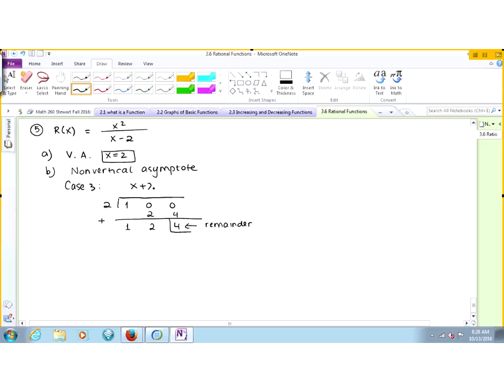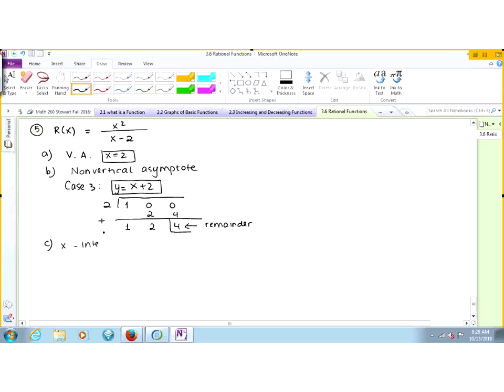So what is the equation of my non-vertical asymptote? It's a line. Can I write this? Is this an equation of a line? No. y equals x plus 2. So everything needs to be written in its proper form. Not that I'm picky, but that's how it is, because x plus 2 is not a line.